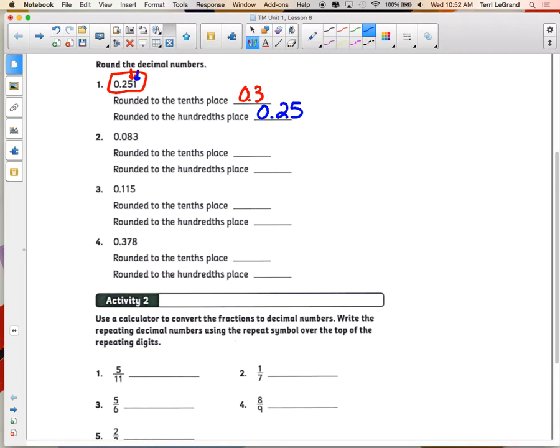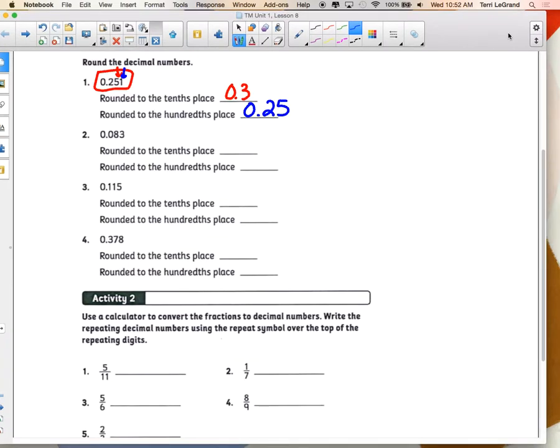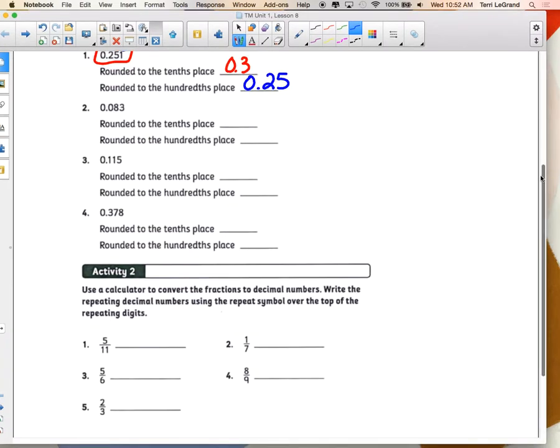Okay, you do the other 3. If you need to write the numbers off to the side so you can underline the places and not do the arrows like we are, do it more like we did in our notes. Go ahead.